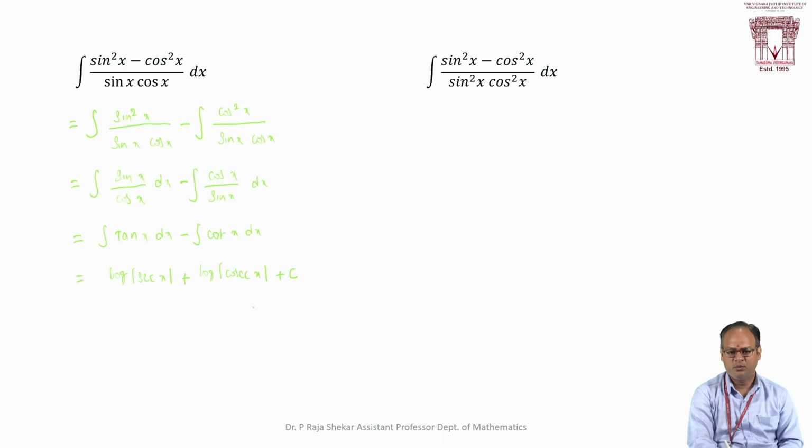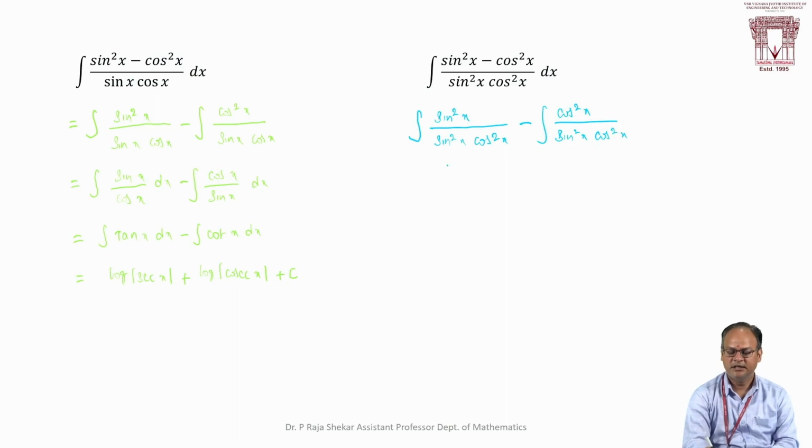Likewise, one more example along these same lines. Once again it is to split into two terms as sin square x divided by sin square x into cos square x minus cos square x divided by sin square x into cos square x. So once again it is the same thing. It is applying the sum rule and then integrating separately.